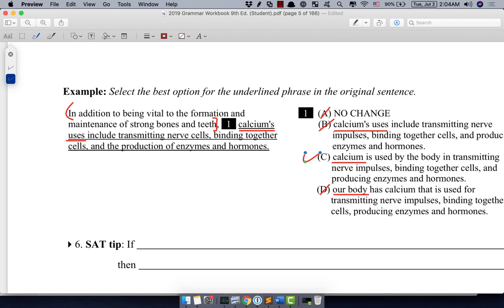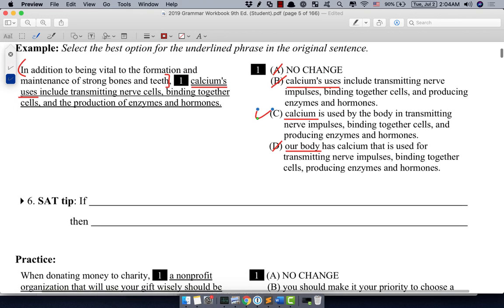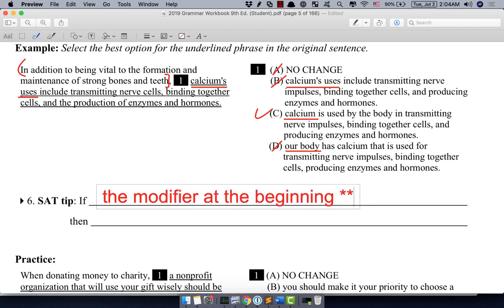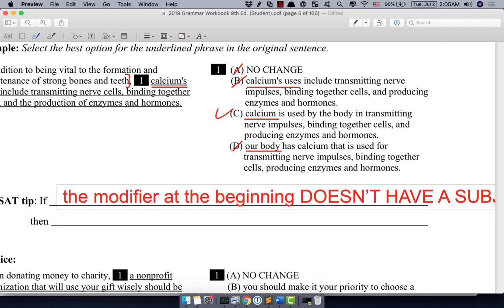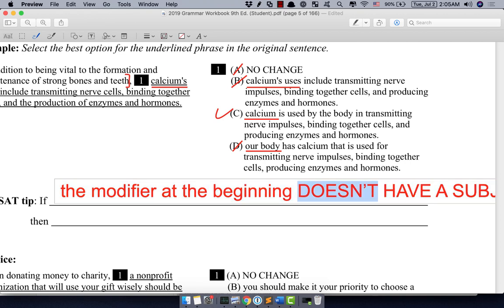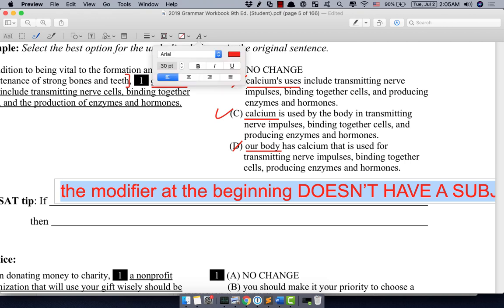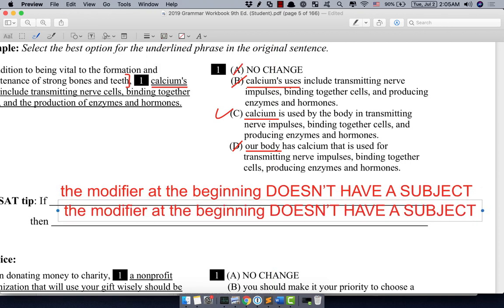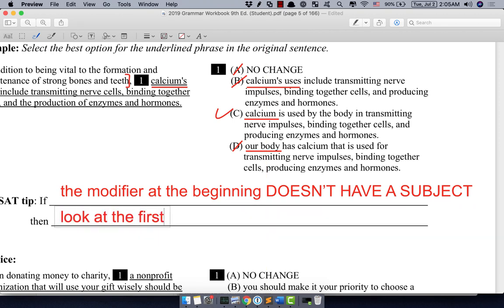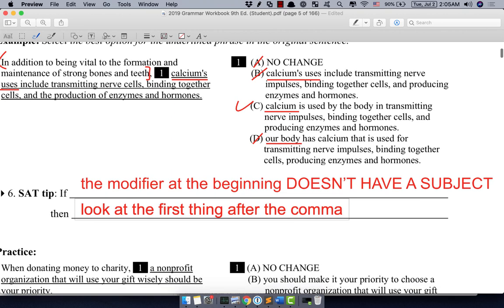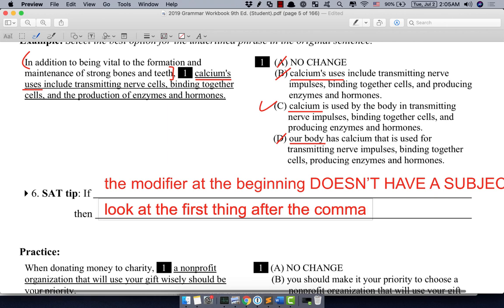We'll summarize what that tip is in point number 6 below. So write this down. The strategy is, if the modifier at the beginning doesn't have a subject, then what happens? And how do you approach these kinds of questions? Then look at the first thing after the comma. As in, you don't read the whole sentence, but you only look at the first thing after the comma and see if that thing is what the modifier is describing. That's what we did in number 1 here.